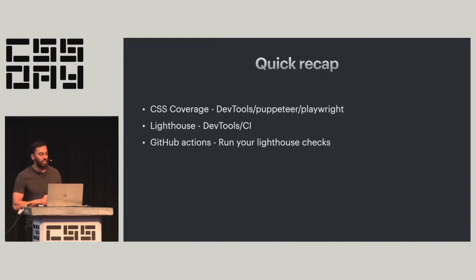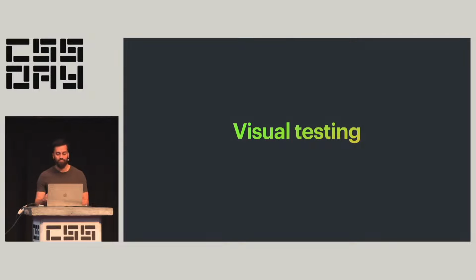Nice. A quick recap of what we just saw in that section. We saw CSS coverage with DevTools, Puppeteer, Playwright. Sorry, we didn't see it in Puppeteer, but it's also possible in Puppeteer. We saw Lighthouse with DevTools, but also CI, which is maybe the more exciting part. And then using GitHub Actions, which kind of encompasses those two features. All right, let's move on to visual testing.